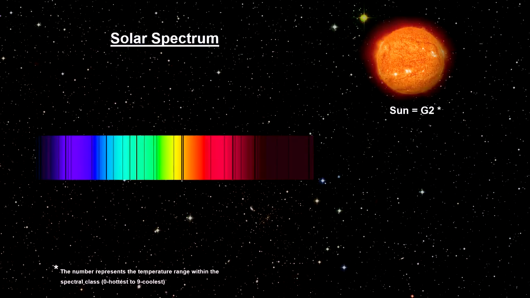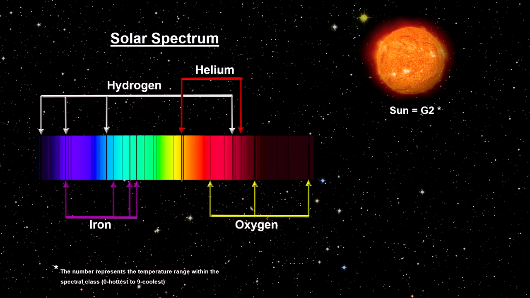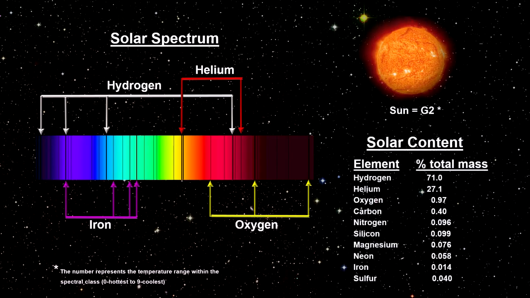Our Sun is spectral class G and has around 67 elements in its photosphere. Here are a few identified by their spectral signature. Turns out that hydrogen is 50 to 80% of most stars, and combined with helium, they make up 96 to 99% of all stars.